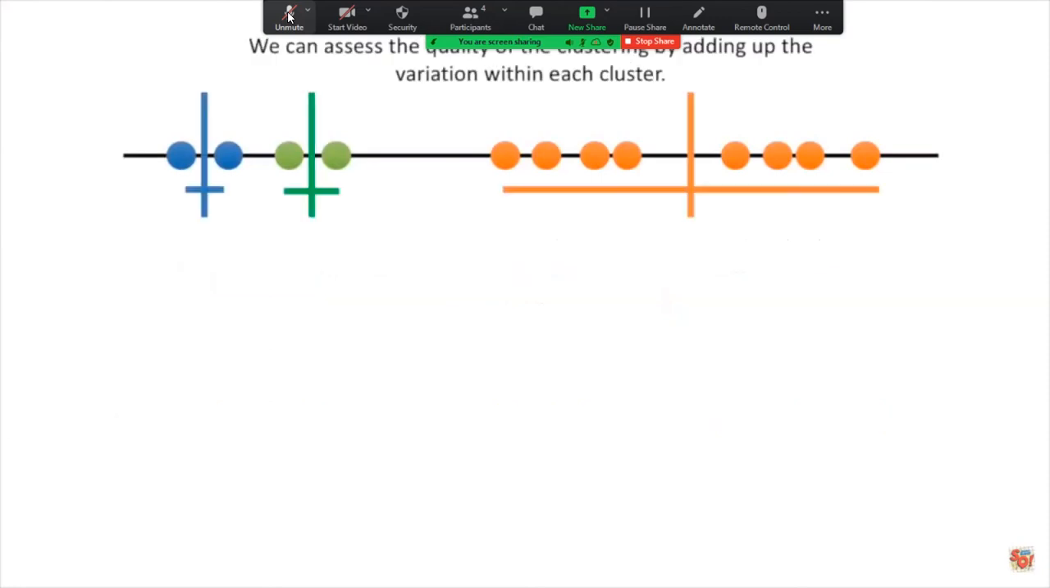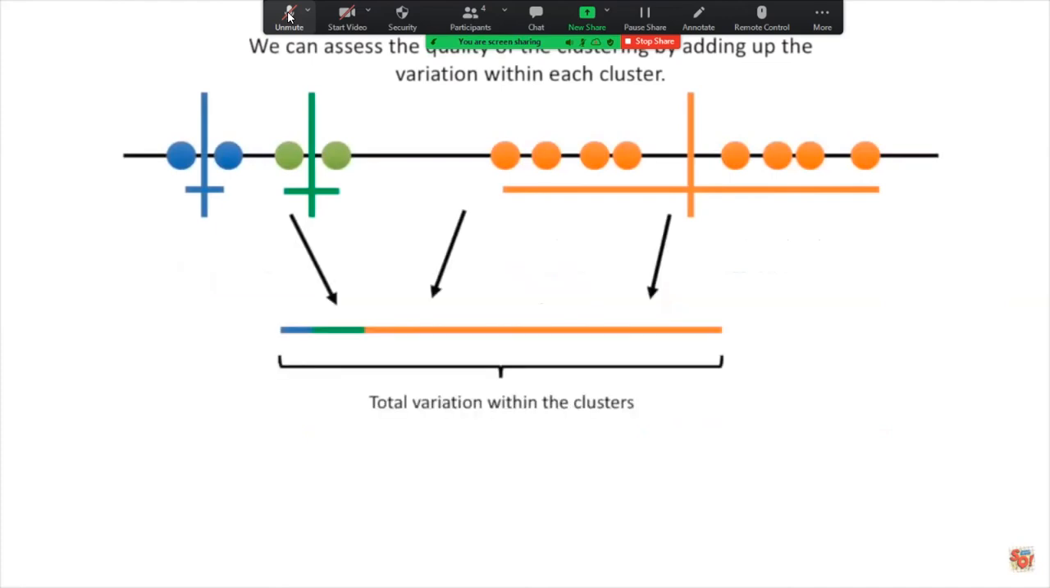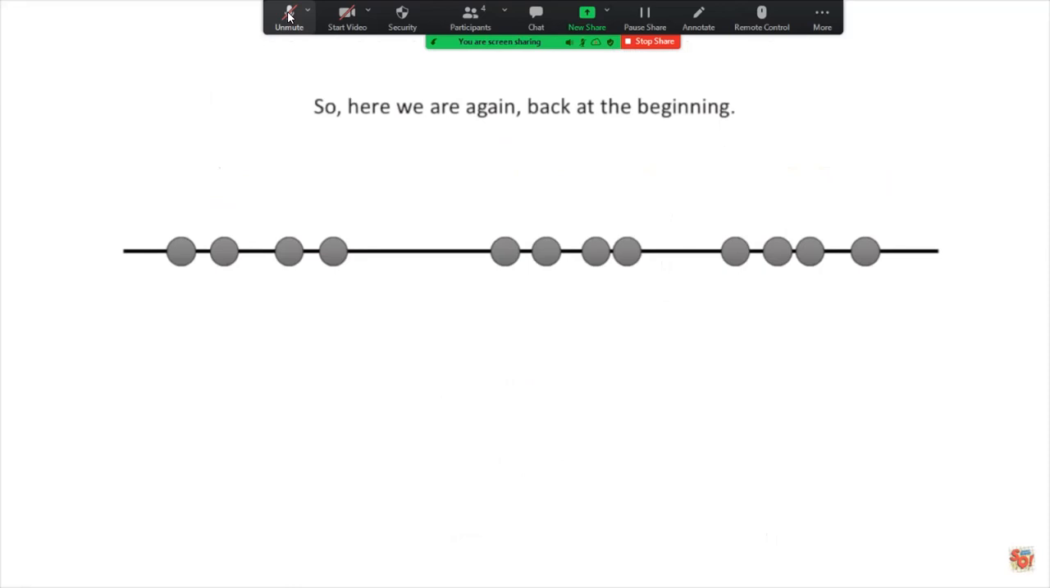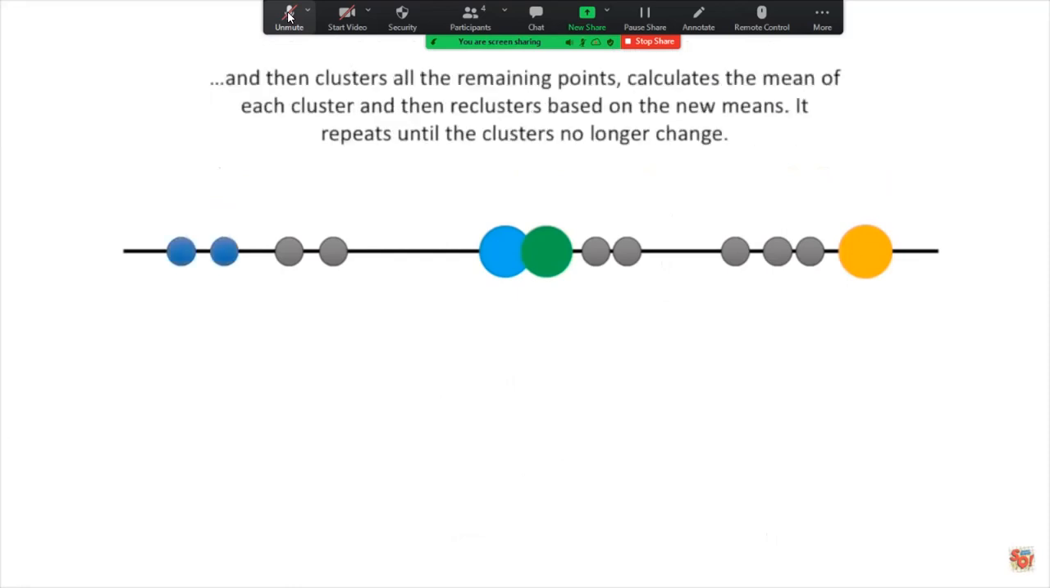We can assess the quality of the clustering by adding up the variation within each cluster. Here's the total variation within the clusters. Since k-means clustering can't see the best clustering, its only option is to keep track of these clusters and their total variance and do the whole thing over again with different starting points. So here we are again, back at the beginning. K-means clustering picks 3 initial clusters, and then clusters all the remaining points, calculates the mean of each cluster, and then reclusters based on the new means. It repeats until the clusters no longer change.